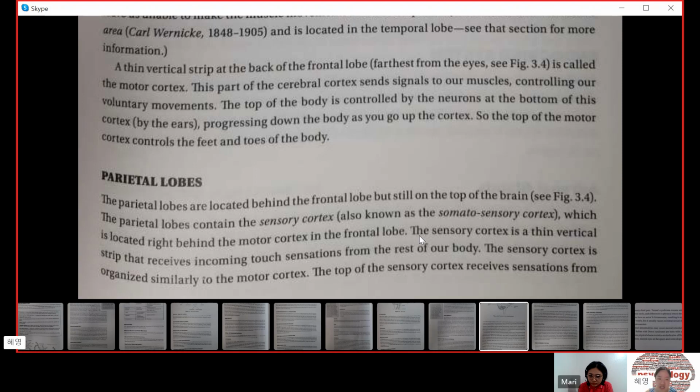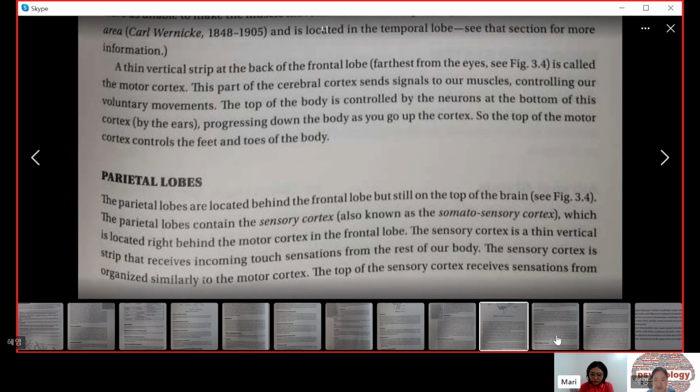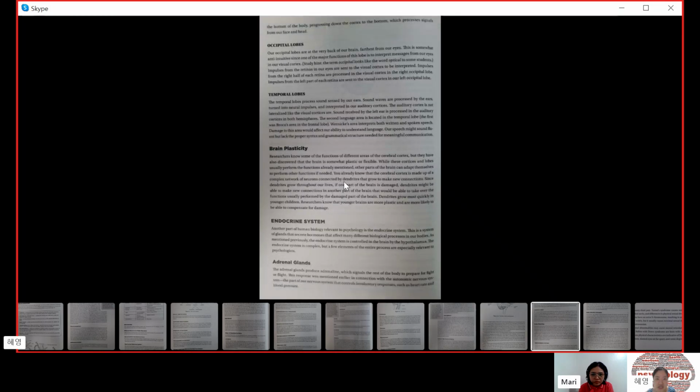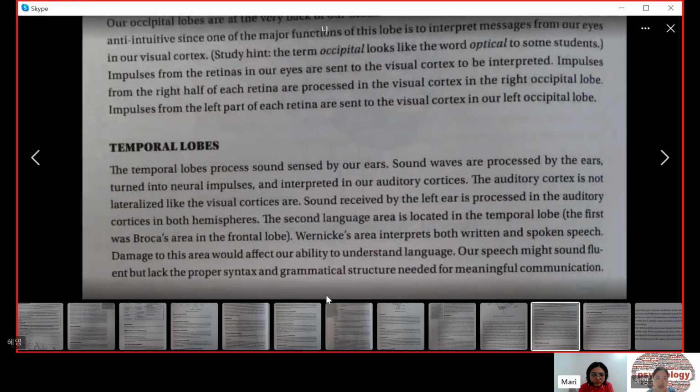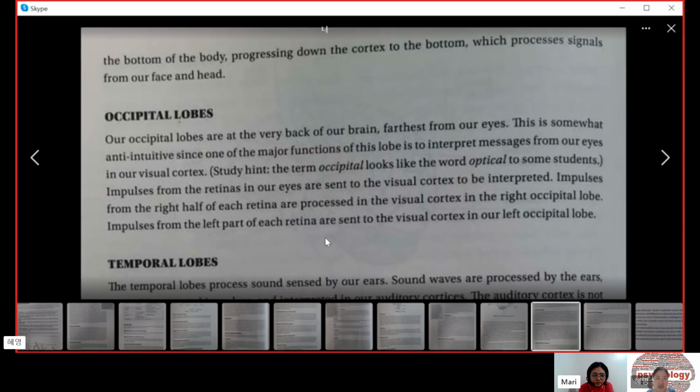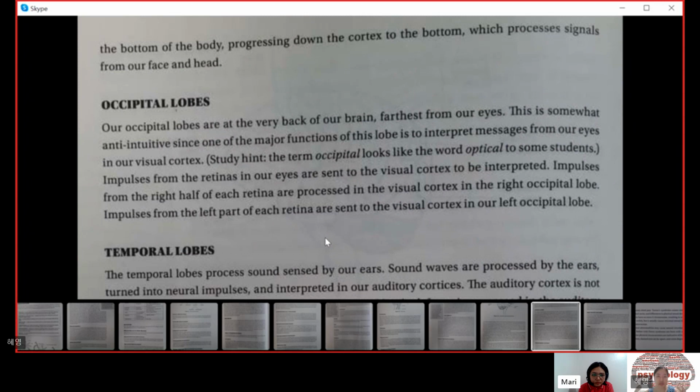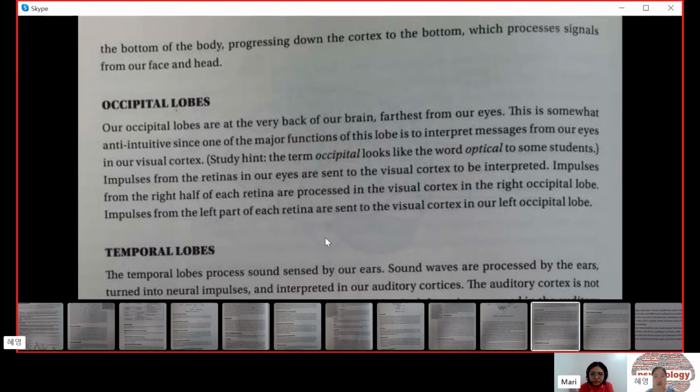The sensory cortex is organized similarly to the motor cortex. The top of the sensory cortex receives sensations from the bottom of the body, progressing down the cortex to the bottom, which processes signals from our face and head.